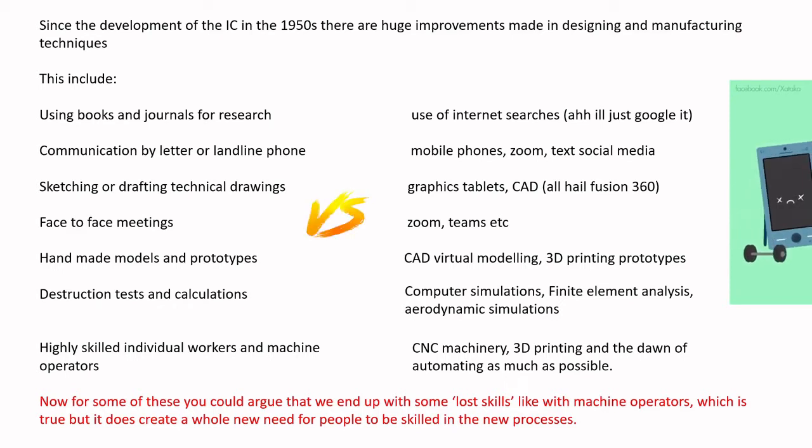Handmade models and prototypes. So obviously, in terms of prototyping products to talk to clients, you can make them out of foam, make them out of clay, that sort of thing. We're actually now, again, with CAD, doing virtual modeling. You can do rapid prototyping, so 3D printing parts really, really easily. Running destruction tests and calculations.